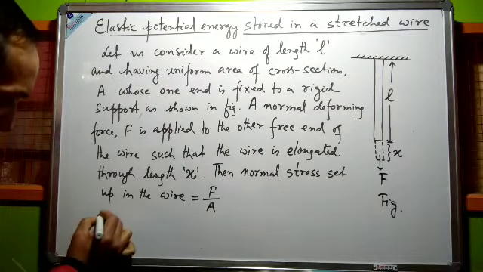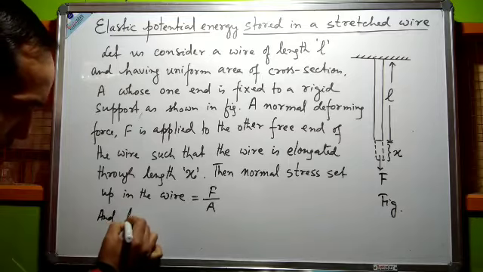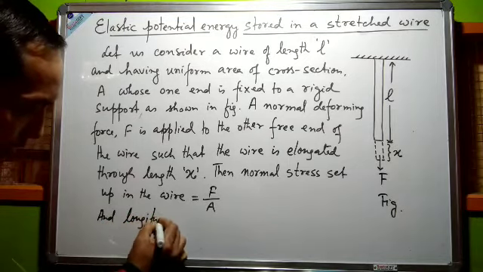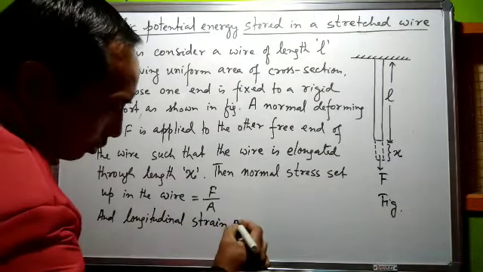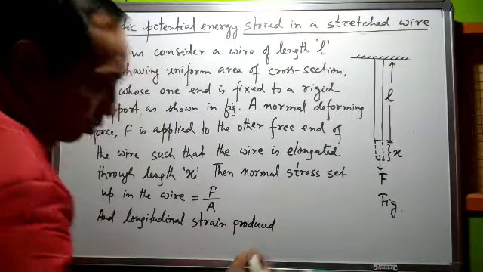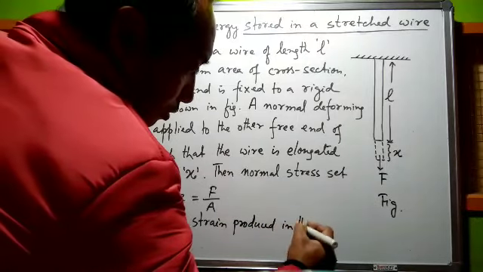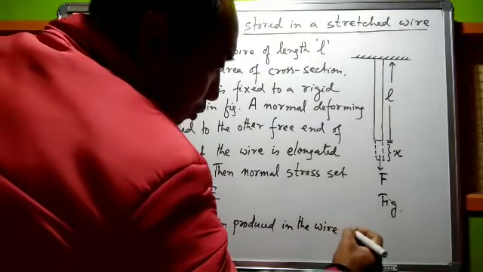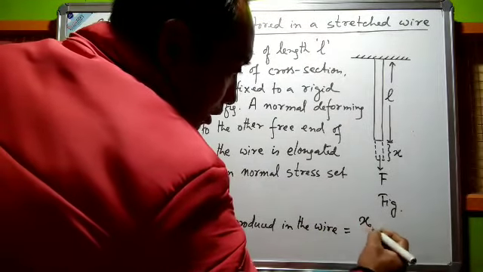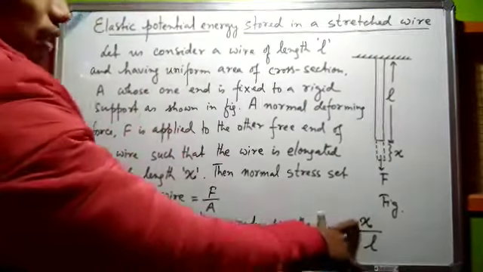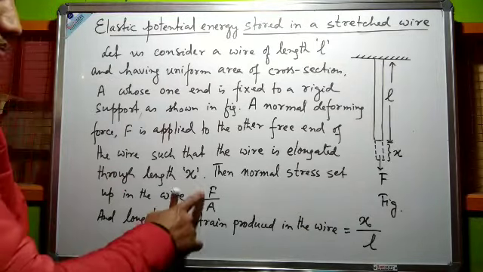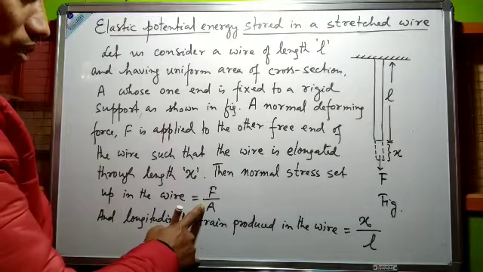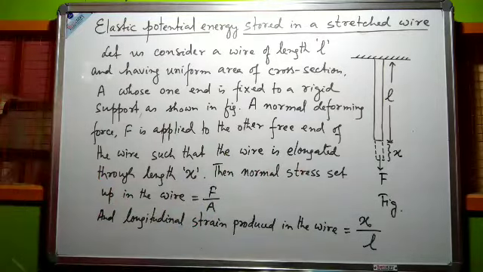Similarly, the longitudinal strain produced in the wire is equal to the change in length divided by the original length. The longitudinal stress produced in the wire is the deforming force divided by the area of cross section. Now, the Young's modulus of the wire is there.